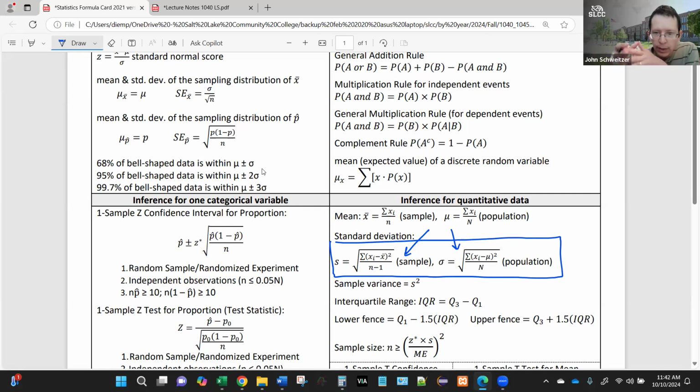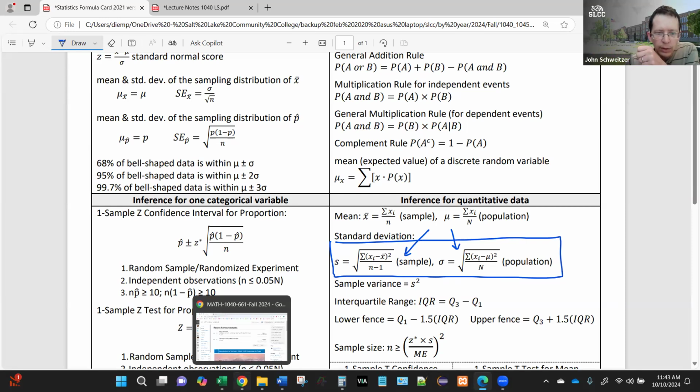I want you to be aware of them and to see them. But when it comes to standard deviation on homework and on exams, you can use the software for that, okay? So just keep that in mind. Don't spend an hour trying to get this formula to work by hand in the homework, okay? Just go right into GeoGebra, as I'll show you in a second, to calculate those, okay?